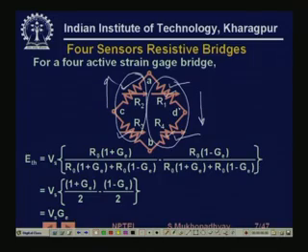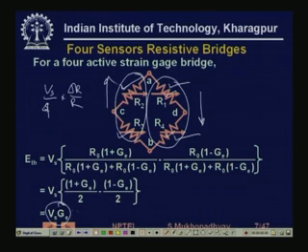So it turns out that in this case the output voltage, see, in the single sensor case, you had an output voltage which is Vs by 4, the sensitivity into delta R by R.